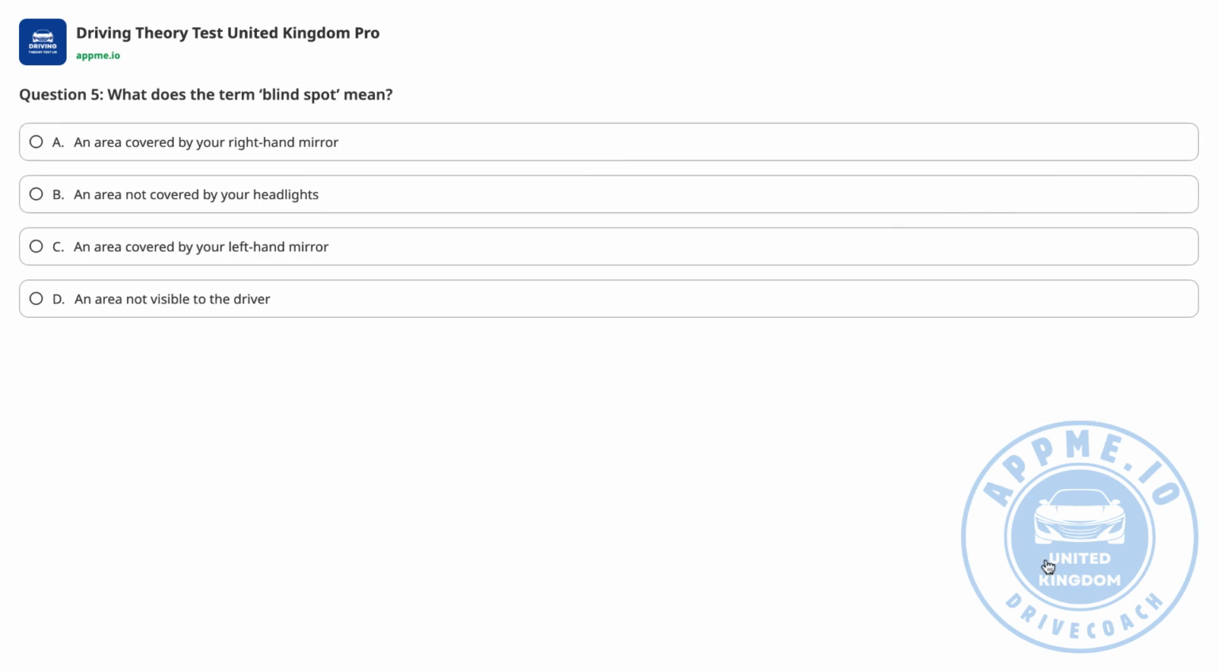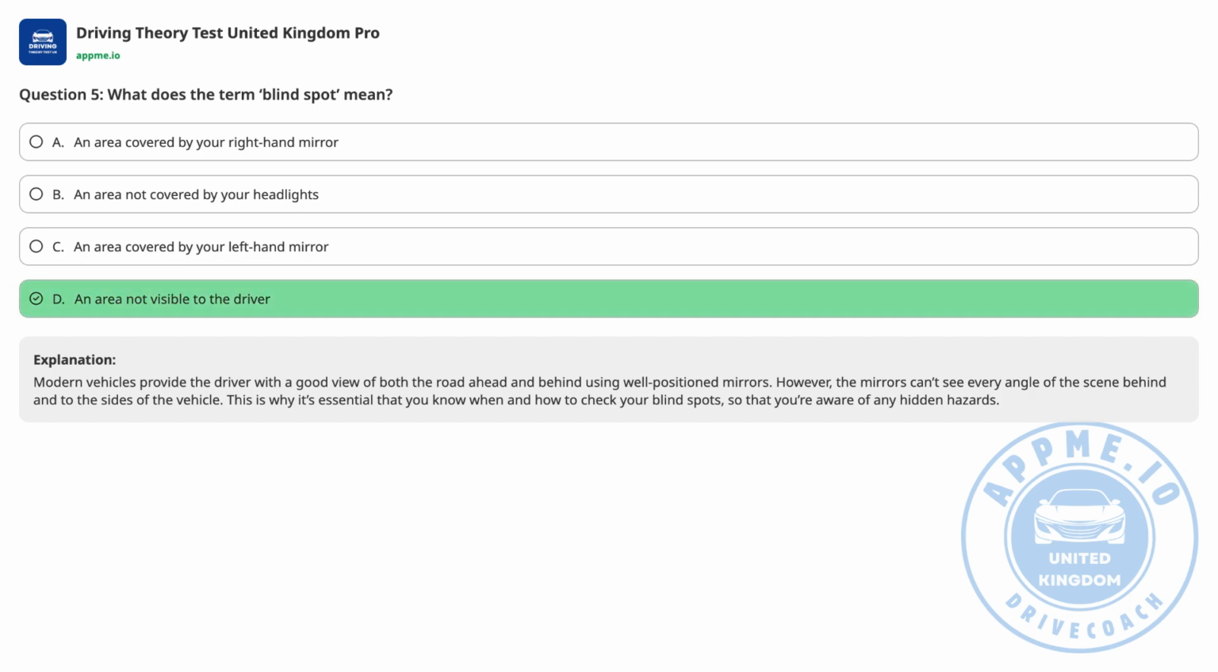Question 5. What does the term blind spot mean? A. An area covered by your right-hand mirror. B. An area not covered by your headlights. C. An area covered by your left-hand mirror. D. An area not visible to the driver. The correct answer is D.